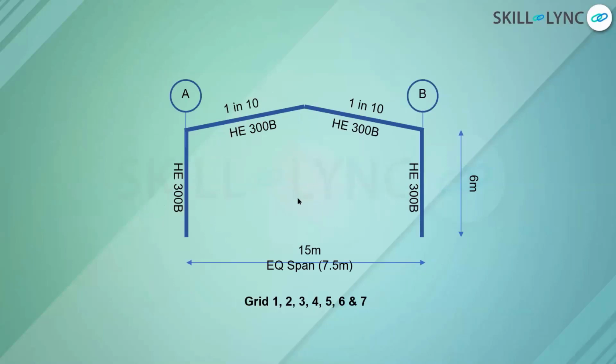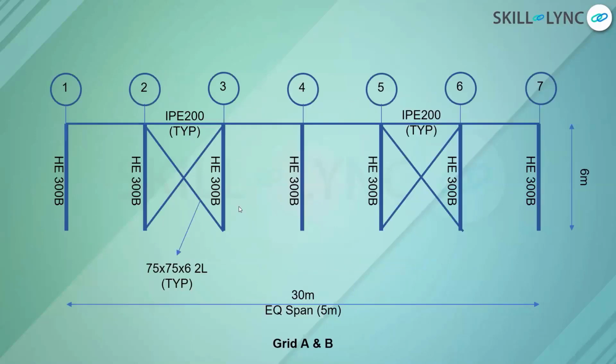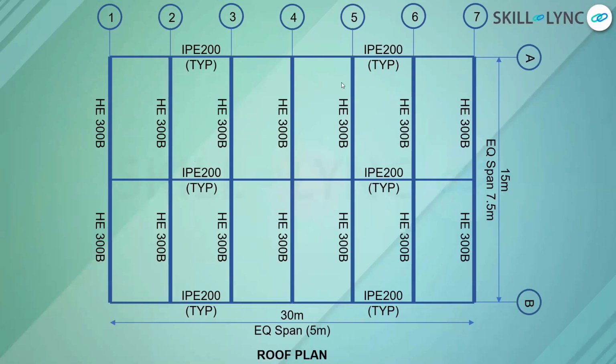Okay. So this is the same for all the grids. I'm showing grid 1. This is the same for all the grids: Grid 1, 2, 3, 4, 5, 6, 7. So it's a normal small industrial building. Okay.